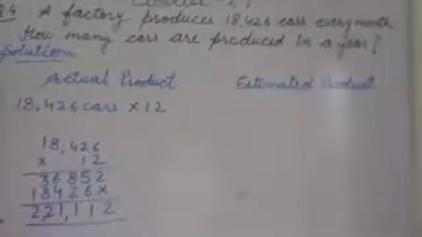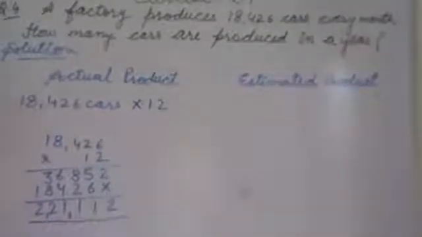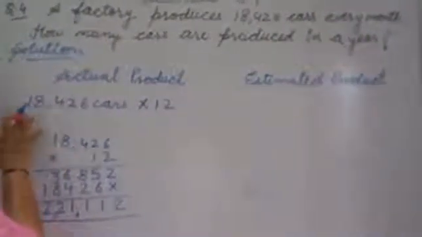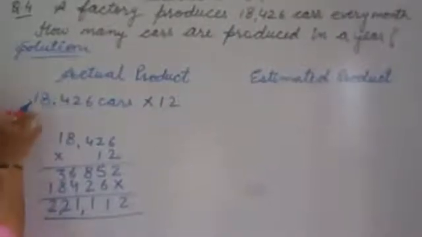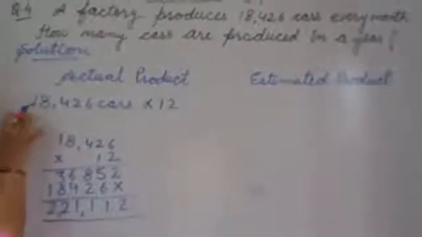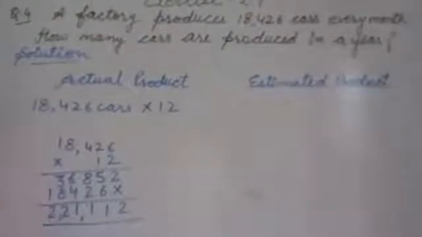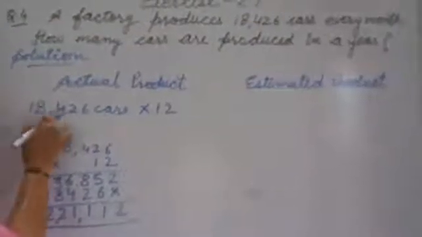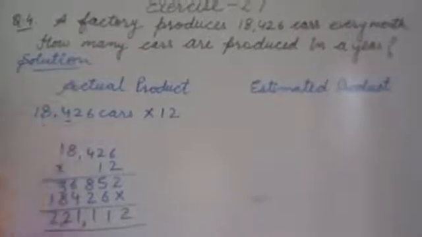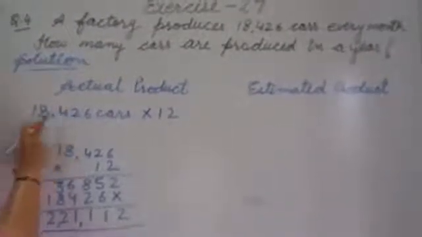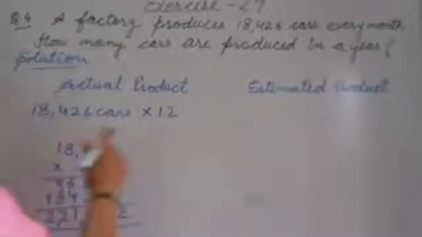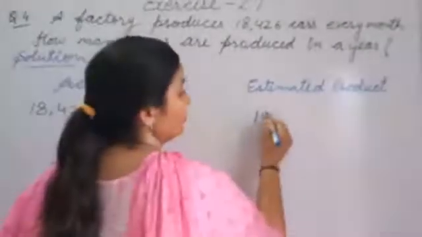Now we have to find its estimated product. Firstly we find the rounding number of this. This last column is 1000. So we have to find rounding of 1000. For that we will check 100. In 100 there is 4. This is less than 5. So we will not increase it. So it will remain 18,000.